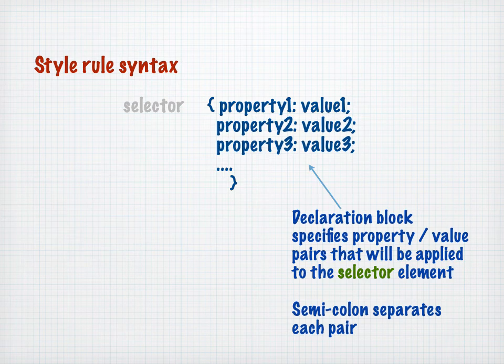Then on the right-hand side, we describe how that selector will change, how it will actually be presented. We have this declaration block, and as I've said, we have these curly braces, these brackets. I like to lay each one out on a separate line, and we put a semicolon to separate them out, and then we have a colon in the middle. So let's look at an actual example.